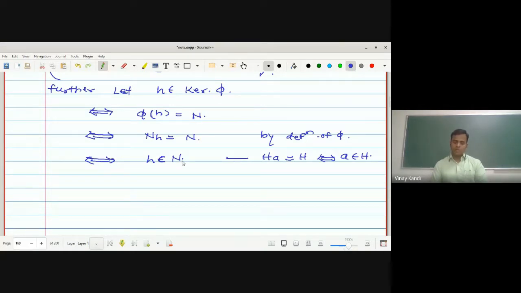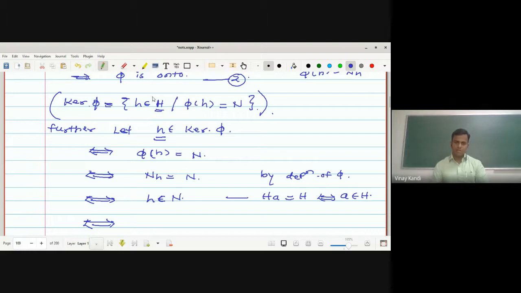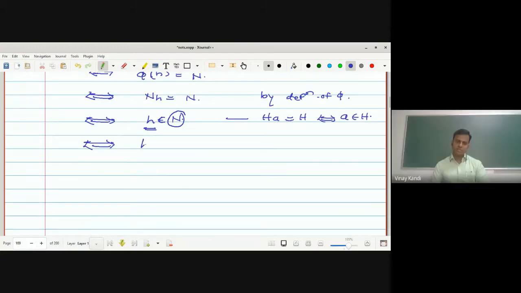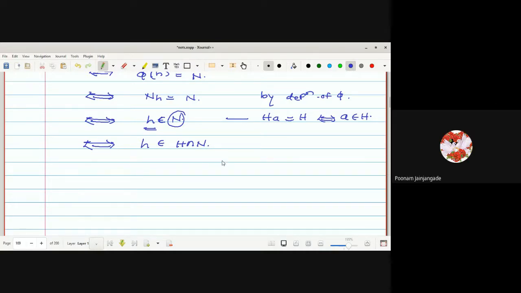So this implies, h is an element of capital H, and h is also an element of capital N. This implies h belongs to H intersection N. Is it correct? Therefore, kernel of phi.